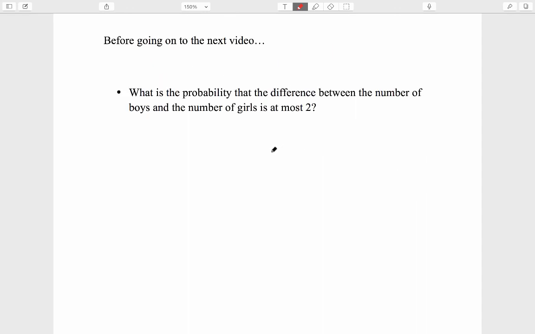Before going on to the next video, please answer the following question. We're still talking about the same experiment of randomly selecting a family with 7 children and looking at the birth order. What is the probability that the difference between the number of boys and the number of girls is at most 2?